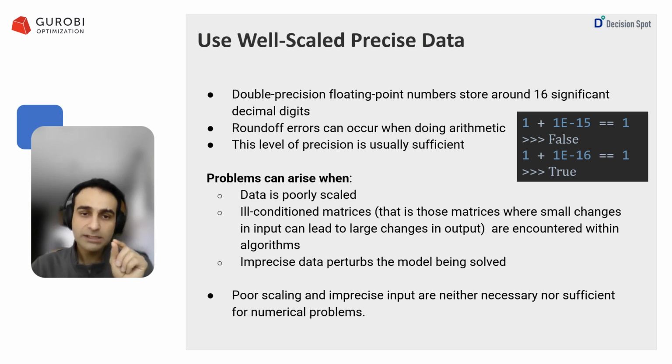So let's look at a simple example. If in Python you add 1 plus 10 to the power of negative 15 and compare it with 1, well, you get the expected results. It treats them as different, so you get false. But if you add 1 to 10 to the negative 16, suddenly they're considered equal.